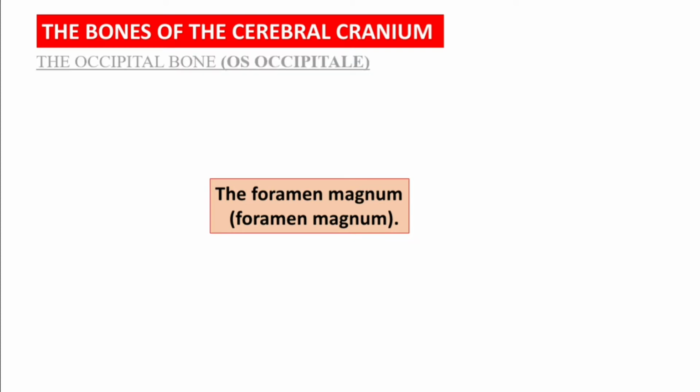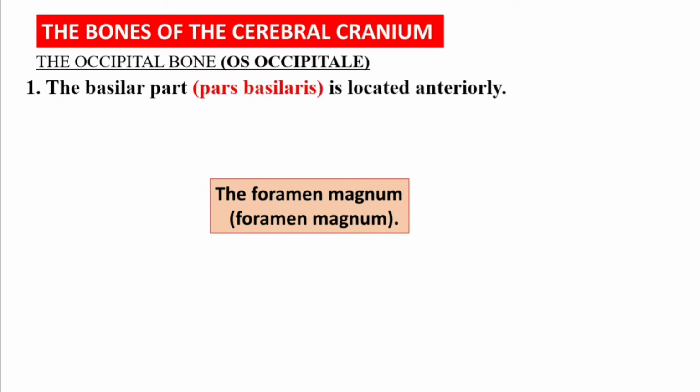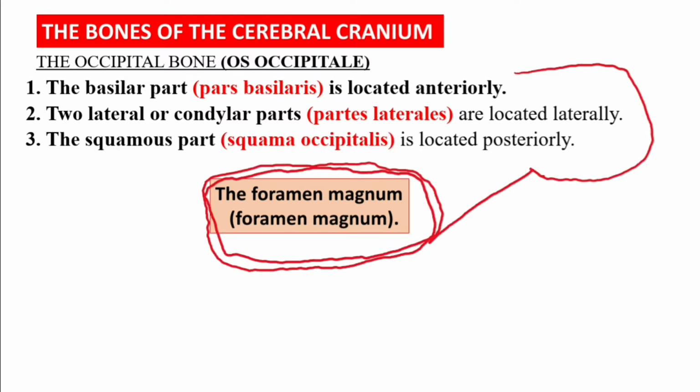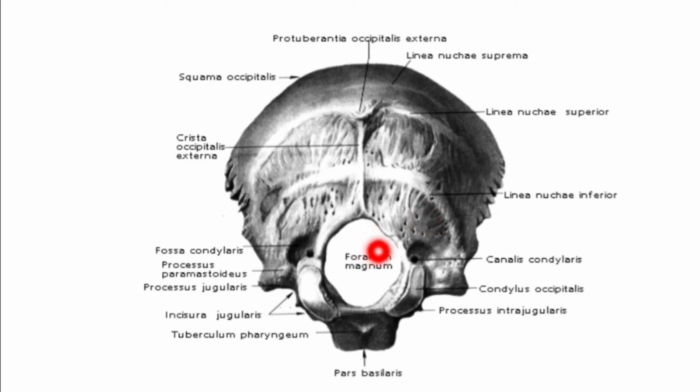The occipital bone, os occipitale, has the basilar part, which is located anteriorly, the two lateral or condylar parts, partes laterales, which are located laterally, and the squamous part, squama occipitalis, which is located posteriorly, right? So these three parts combine to form a very big foramen called the foramen magnum, right? So you can see here the first thing, foramen magnum, of course.